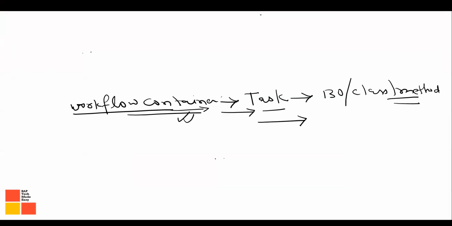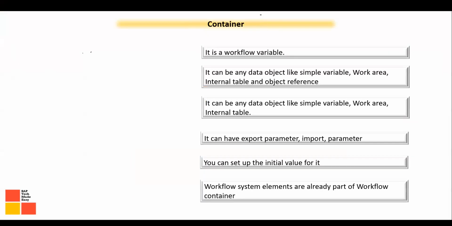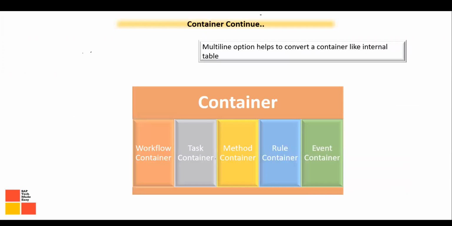So these are the different points about the container. In container, you can set up the initial value. You can have the import export parameter. You can mark the import parameter as a mandatory parameter. You can also choose an option called multi-line. With the help of selecting that option multi-line, you can make a container an internal table. I will show you that in today's session itself.